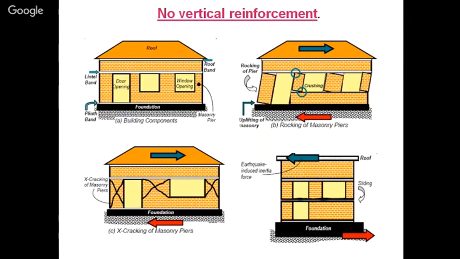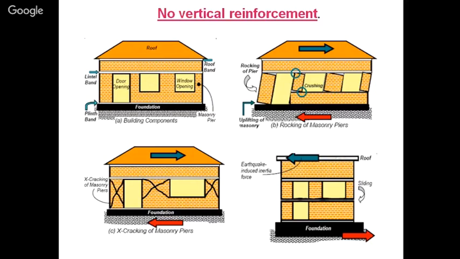No vertical reinforcement. You can see how the buildings are going to behave. In case we are not providing vertical reinforcement, the individual piers have rocking behavior and diagonal cracking behavior, depending upon how the forces of the earthquake increase. The behavior is going to be different depending upon the particular individual capacity of those piers.